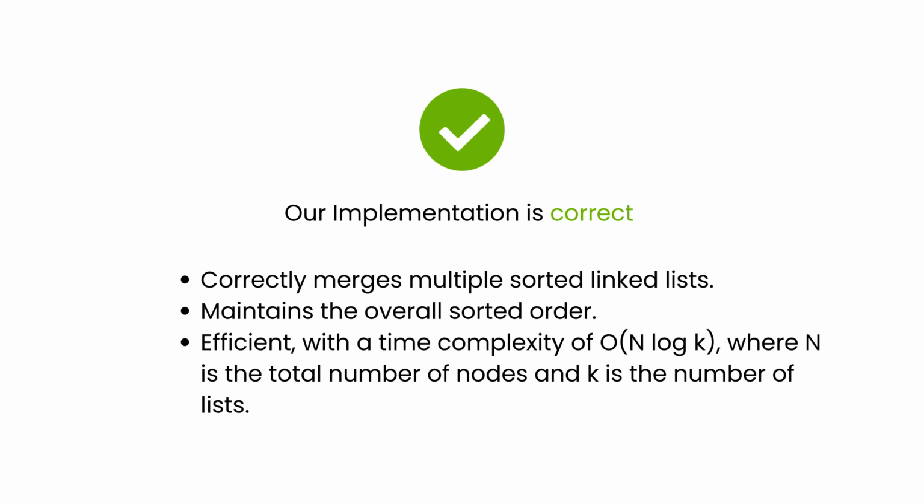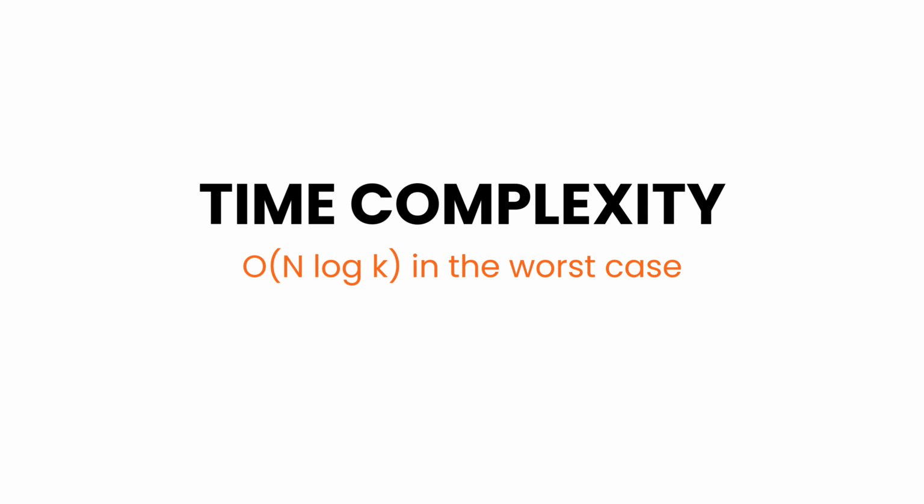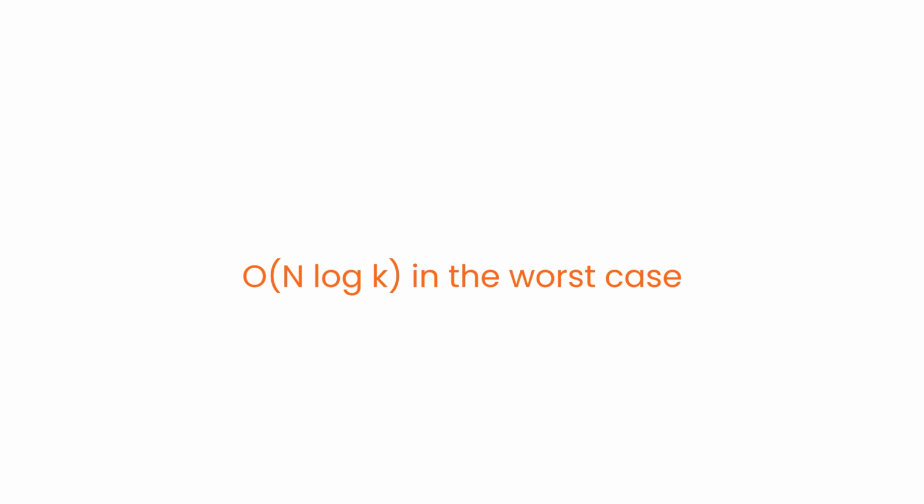The idea: use a min heap to always know which list has the smallest current node. Push the head of each list. The time complexity of this algorithm is O(n log k). Here, n is the total number of nodes across all lists, and k is the number of lists.